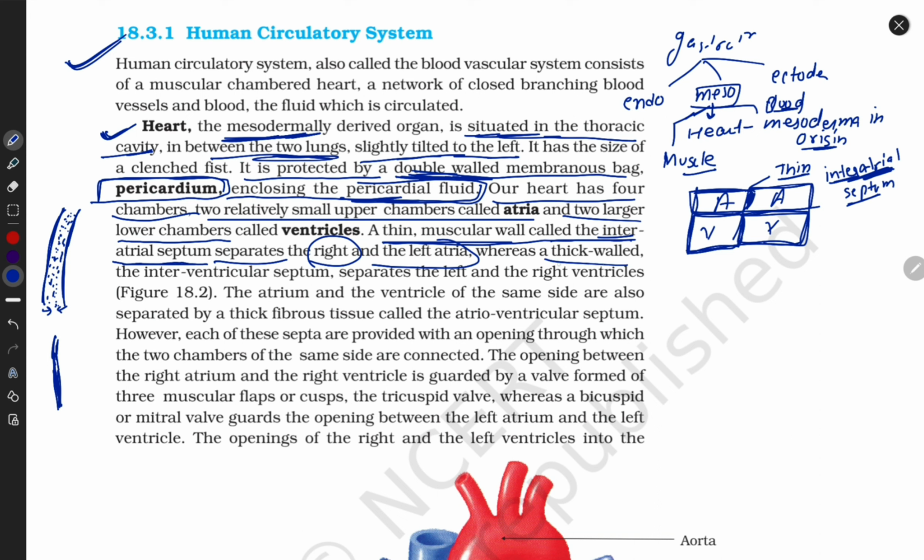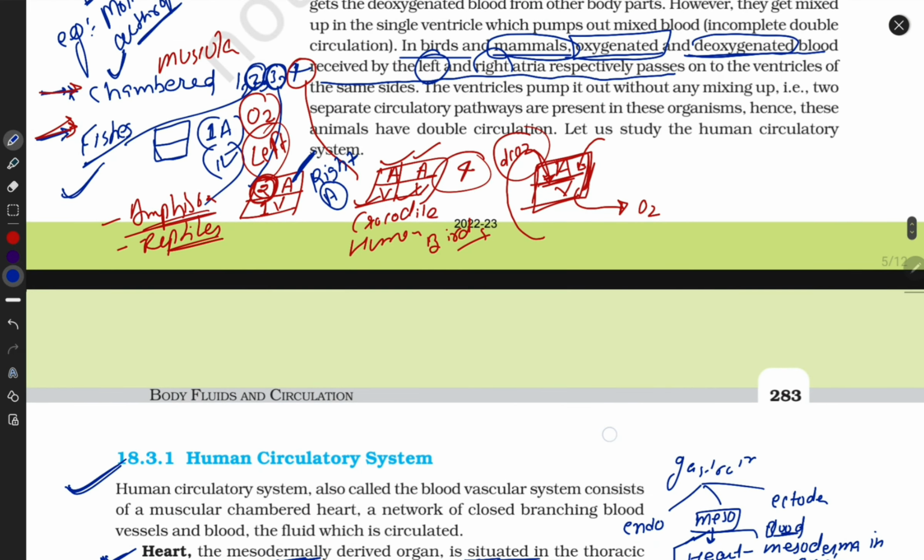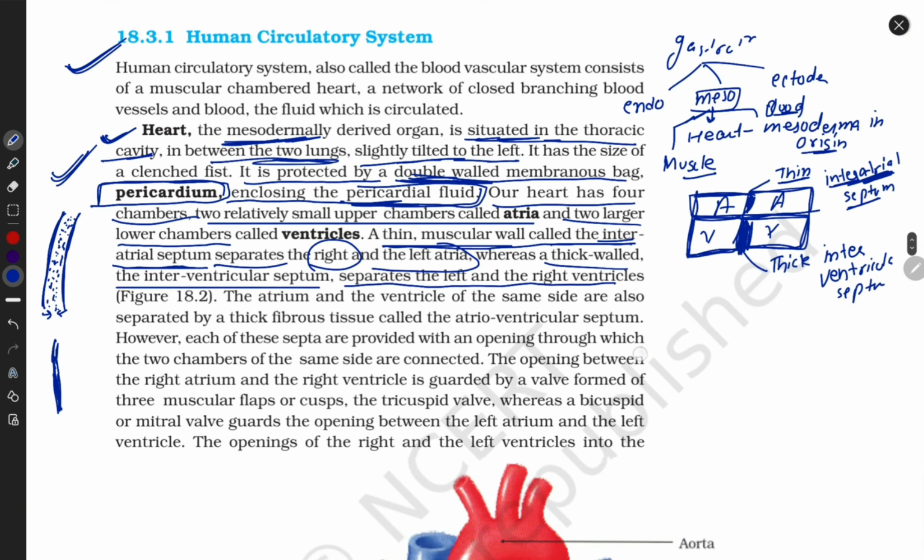Now, the thick walled interventricular septum separates the left and right ventricles. This is the thick wall. According to the name, the interventricular septum. Now how many properties, guys? We already discussed many properties here, and these are properties of the heart.